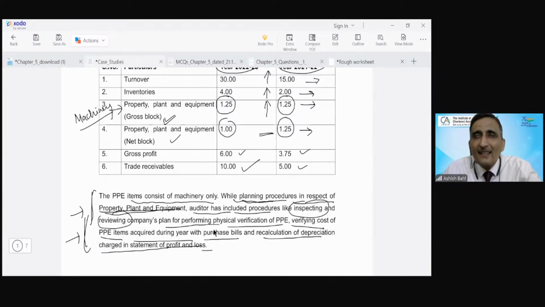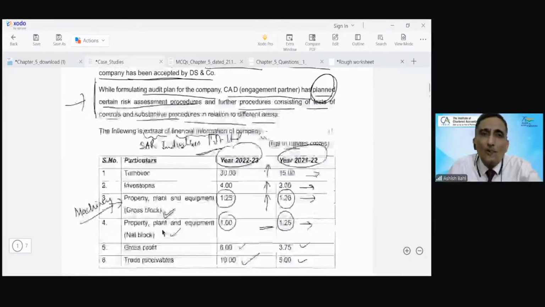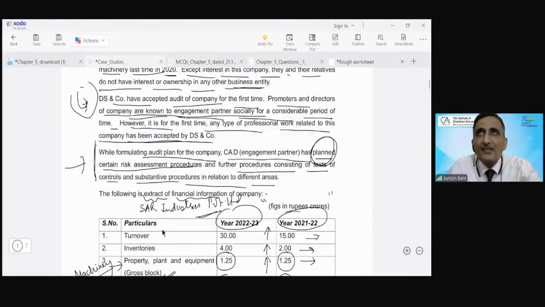Now gross block remains the same. And it is also given in the case study that the machinery was last upgraded way back in 2020, meaning capital expenditure was incurred then. So no capital expenditure has been incurred during the year. It is also given that only machineries constitute PPE, so there is no fresh addition of capital assets under PPE.